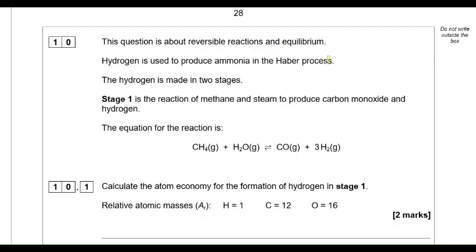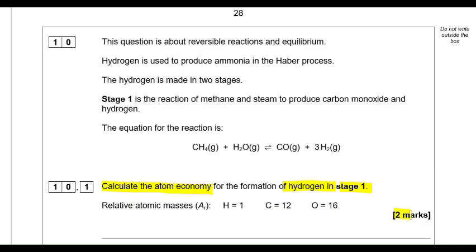Hydrogen is used to produce ammonia in the Haber process. The hydrogen is made in 2 stages. Stage 1 is the reaction of methane and steam to produce carbon monoxide and hydrogen. And the equation for the reaction is CH4 plus H2O goes to CO plus 3H2. 10.1. Calculate the atom economy for the formation of hydrogen in stage 1. And you've got the relative atomic masses there. This is for 2 marks.